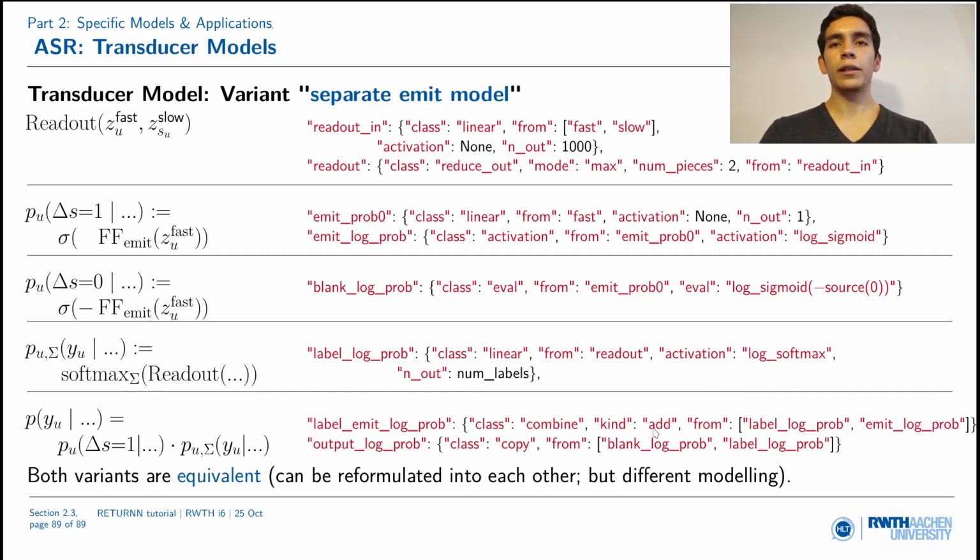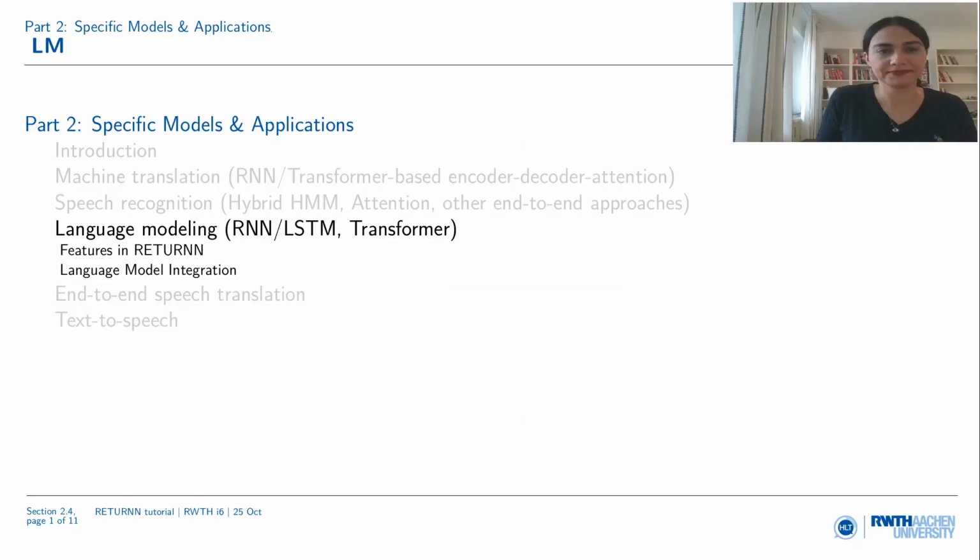Multiplication in the log domain is an addition in the linear domain, or the other way around. Now when we have the output log probability, we simply concatenate both log probabilities from the blank and from the label log probability. So that's one example of how one would change the modeling power of a transducer model.